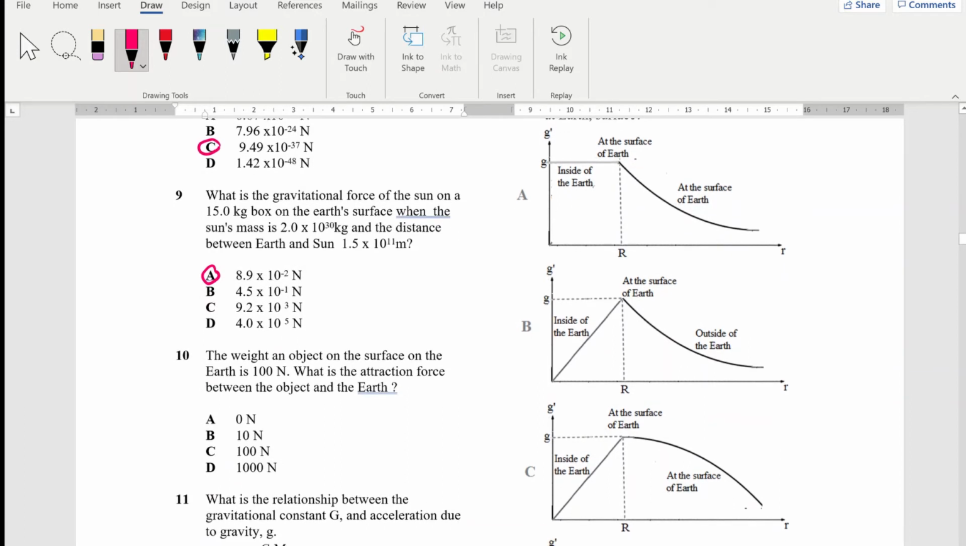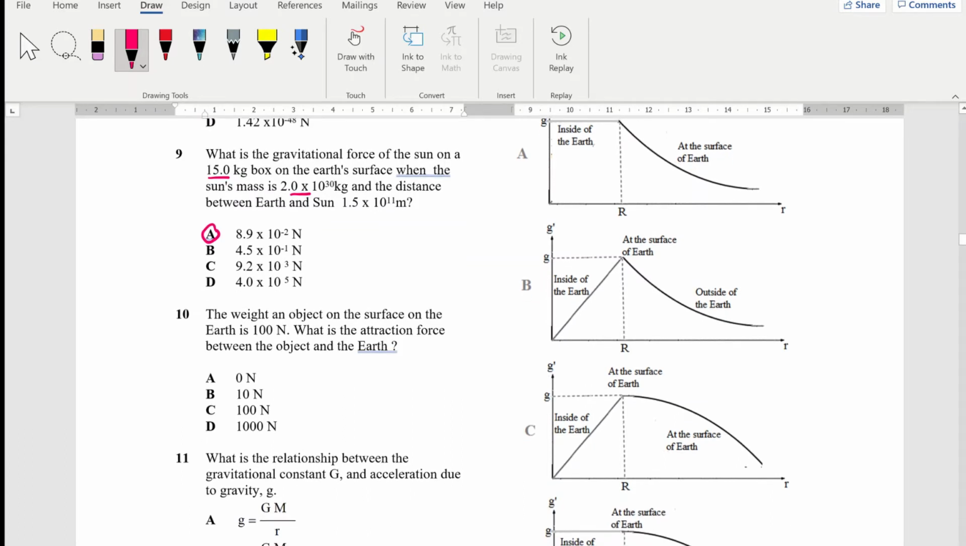Mass of the sun and also mass of the object. The weight of an object on the surface of the Earth is 100 Newton. What is the attraction force between the object and the Earth?